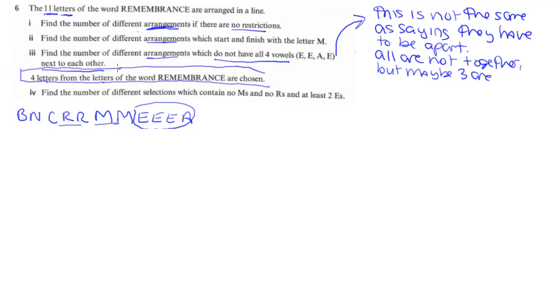So now we're switching gears, and you can forget about anything we've done before. Now we're talking about combinations because we're choosing them. And it says find the number of selections that can contain no M's or R's, and at least 2 E's.